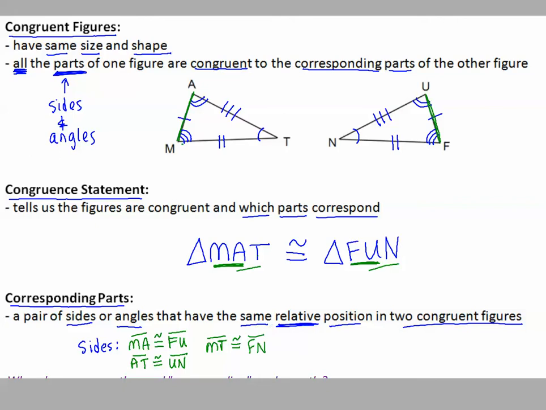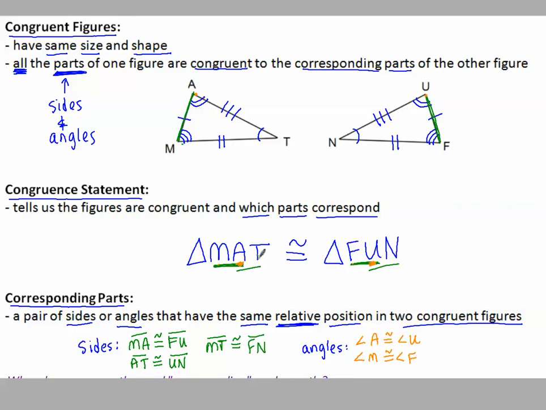I could also list all of the corresponding angles, the angles in the same relative position that are congruent. So similarly, I can look at the congruent statement. A matches up with U. From the congruent statement, they're both in the same positions, the A and the U. Or from the picture, the A and the U both have the double slash in it. So I can say angle A is congruent to angle U. Can you list the other ones? How about M and F?